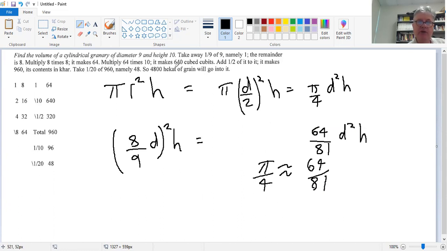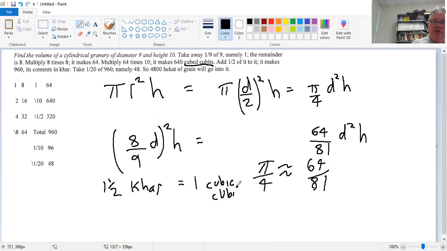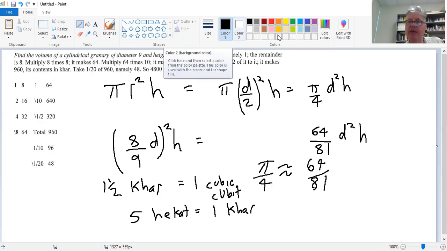on the units itself. So the formula that they did, the 8/9 d squared h, they put in cubits, and of course they're going to get out units of cubits, and so then they make a conversion, and it looks like 1.5 car is 1 cubic cubit, and then the 5 hecot makes a car. Okay, that's all that you can say really about that.